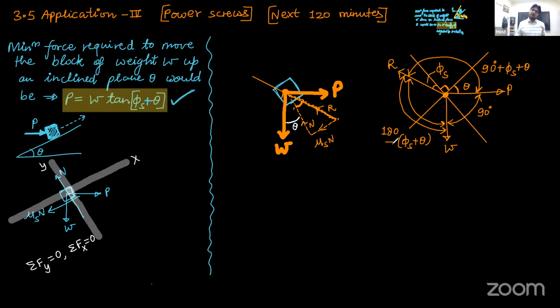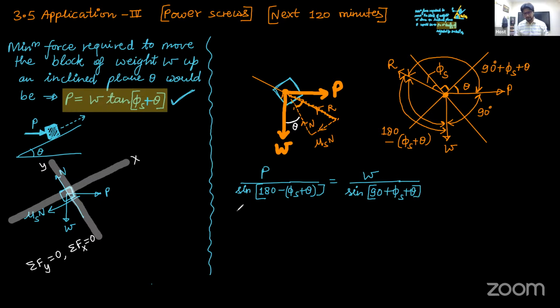Now apply Lami's theorem. P upon the angle between W and R. The angle between W and R is 180 minus (phi s plus theta). And on the other side you are going to have W upon sine (90 plus phi s plus theta). You simplify this, you are going to get exactly the same result. P is equal to W tan (phi s plus theta). Cool.